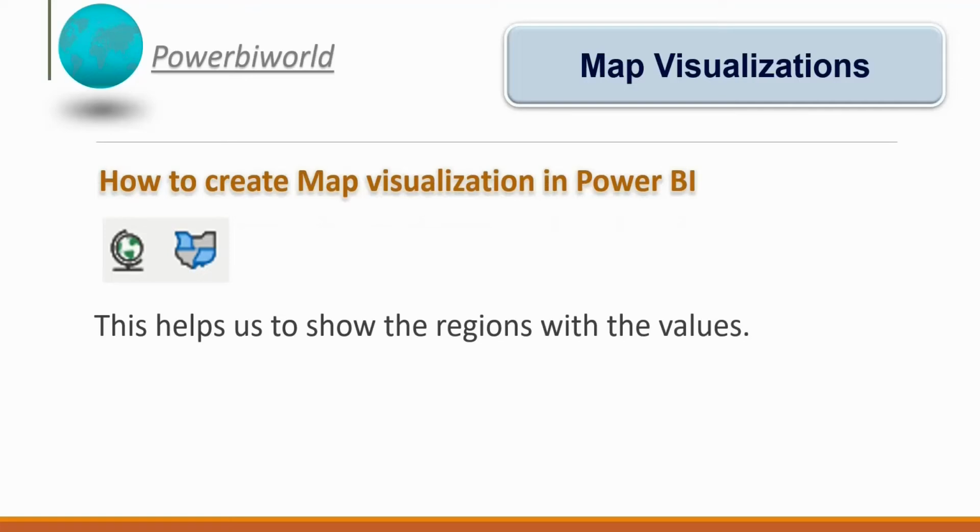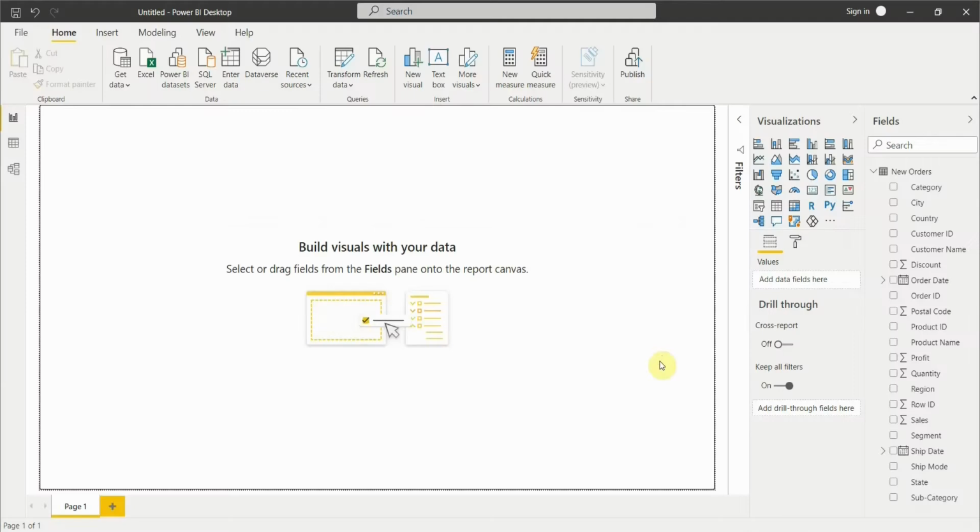The basic need to create a map visualization is to have a column which contains the area. An area can be a state, a city, or even a country. This is the basic requirement to create a map visualization. So let's go to the Power BI desktop and see how we can create the map visualization.